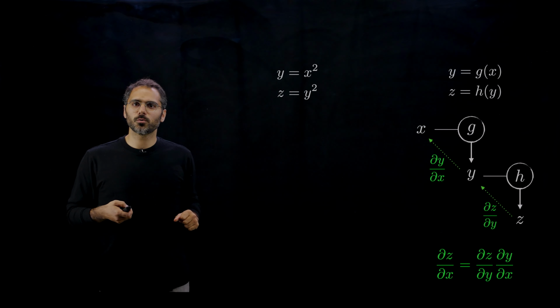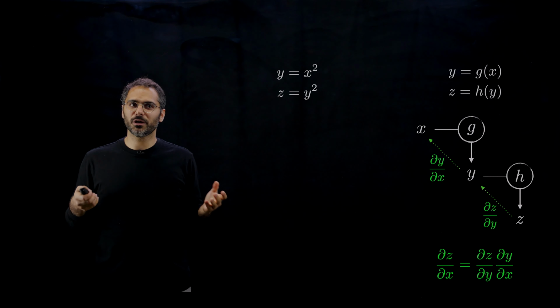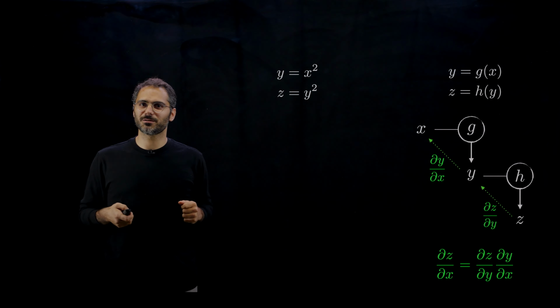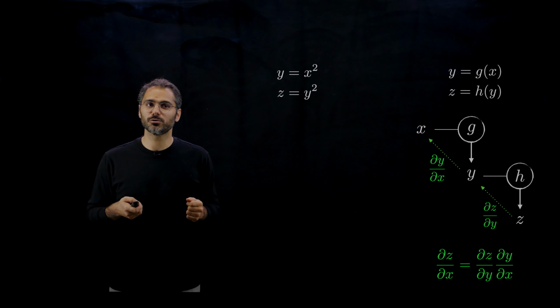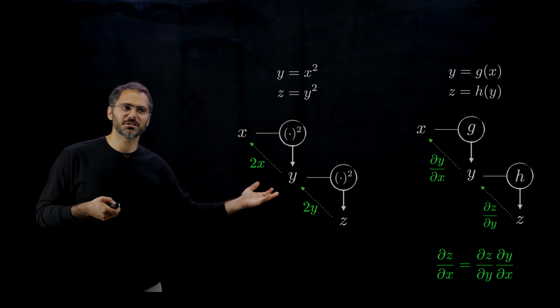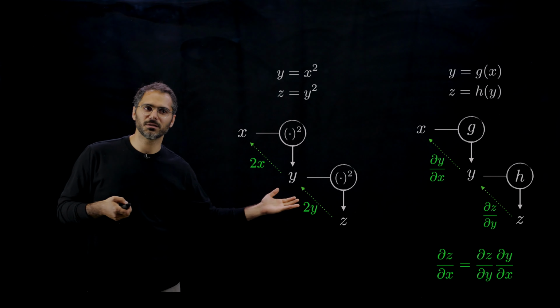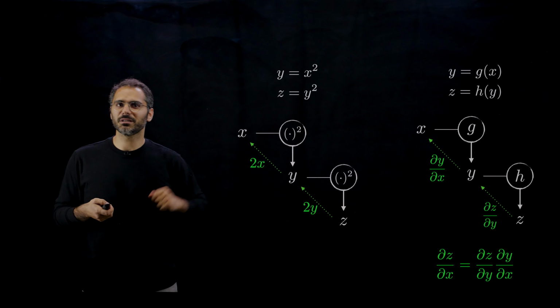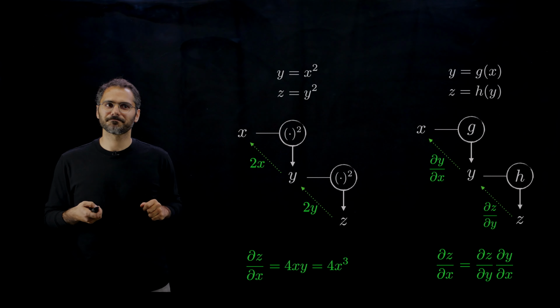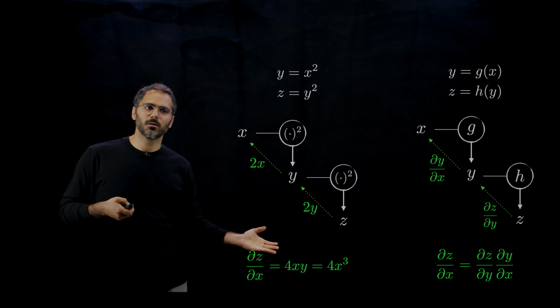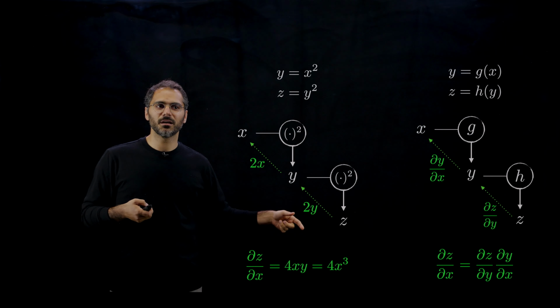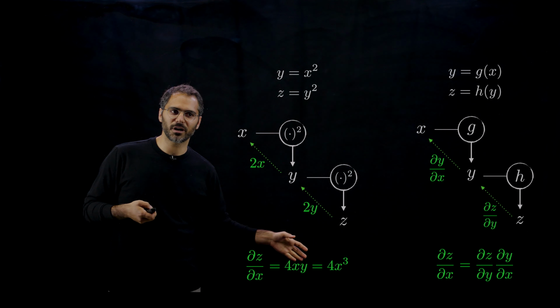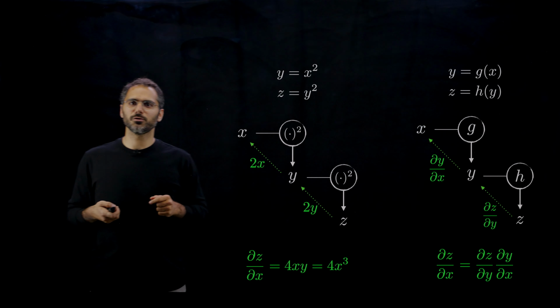All right, so what if y is equal to x squared and z equals y squared? Now, this is one example. How would you do it? Again, you would do the same thing. Now dz dy is equal to 2y, and dy dx is 2x. If you do that, you get 4xy. Now you replace the value of y in 4xy, and you get 4x cubed.